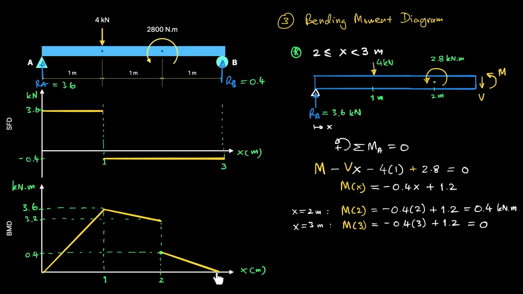One last check, M at the roller is 0, and this is your second built-in check, and it confirms everything upstream. Again, notice the two values at the same locations here. This is the discontinuity jump, but the difference here is 3.2 minus 0.4, which is 2.8 kilonewtons meter, the value of the concentrated moment at this location.